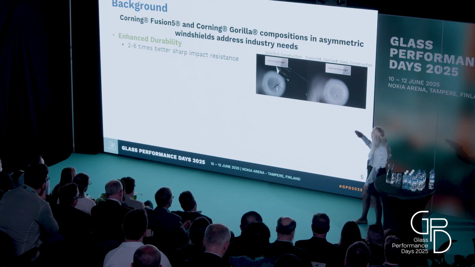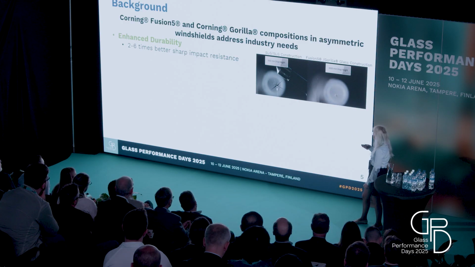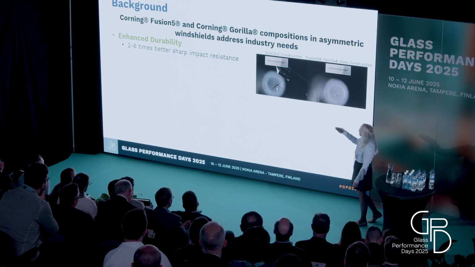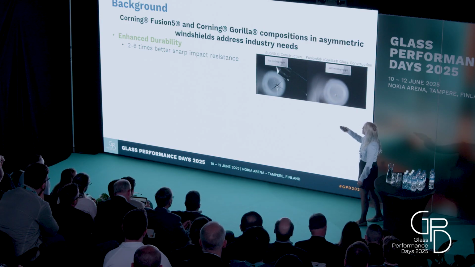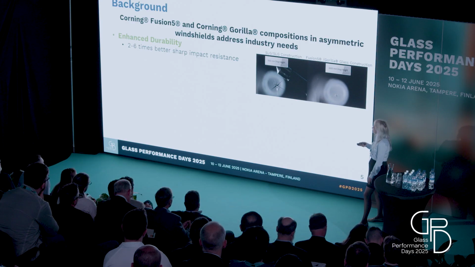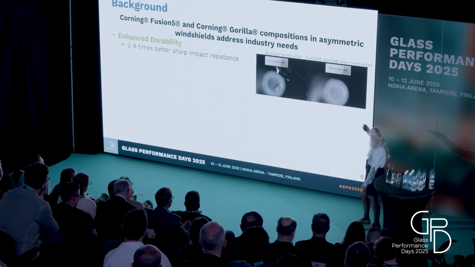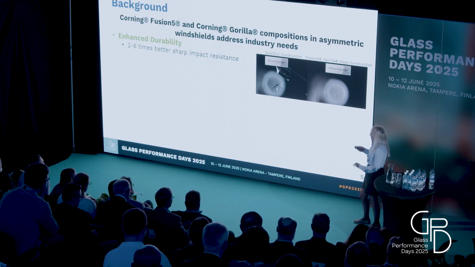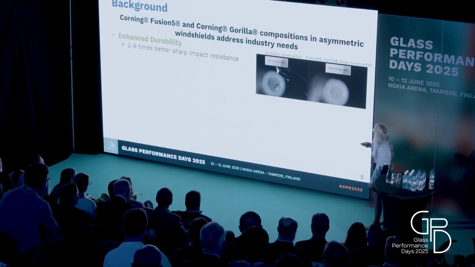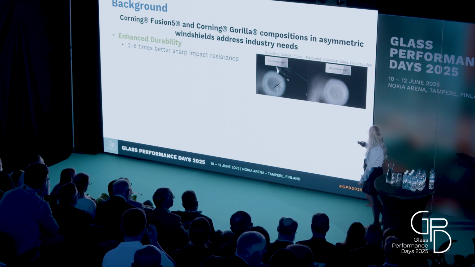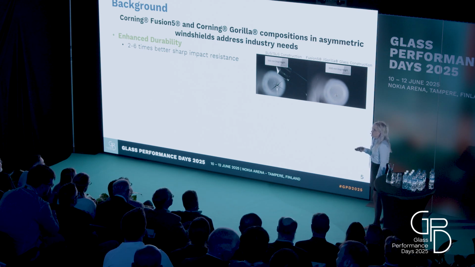Here you can see an example of the Vickers dart drop test. On the left-hand side, you can see the clear failure of the soda lime construction from 600 millimeters, while on the right-hand side, you can see not such a large crack for the Fusion 5 Gorilla Glass construction from a 3,000 millimeter drop height.